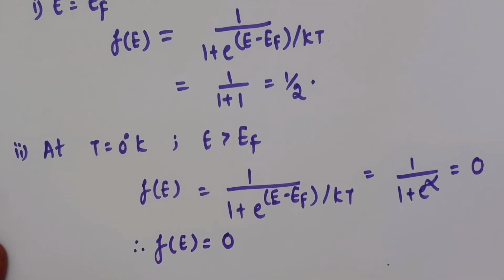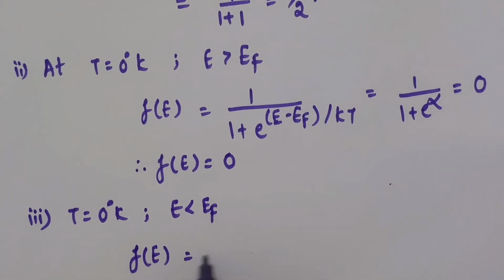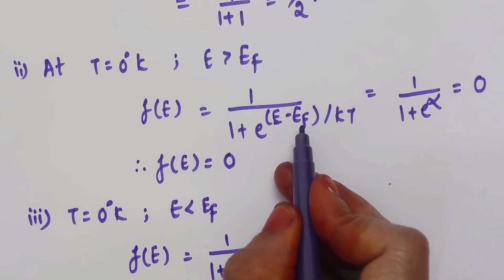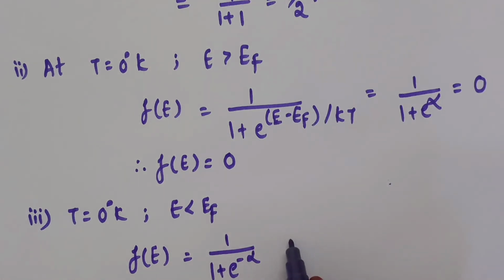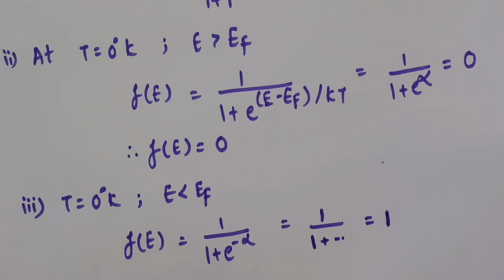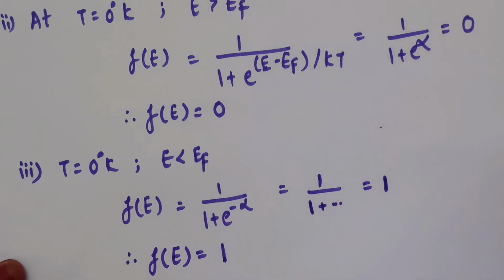The third condition is at T equal to 0 degree Kelvin, E less than EF. Then the expression for f of E becomes 1 by 1 plus e power minus alpha, because the E value is lesser than the EF value. So this total quantity becomes negative, so we denote it as e power minus alpha. Since it is a negative exponent, we can neglect this. So this becomes 1 by 1 plus some negligible constant, which is equal to 1. Therefore, for E less than EF, f of E is equal to 1.